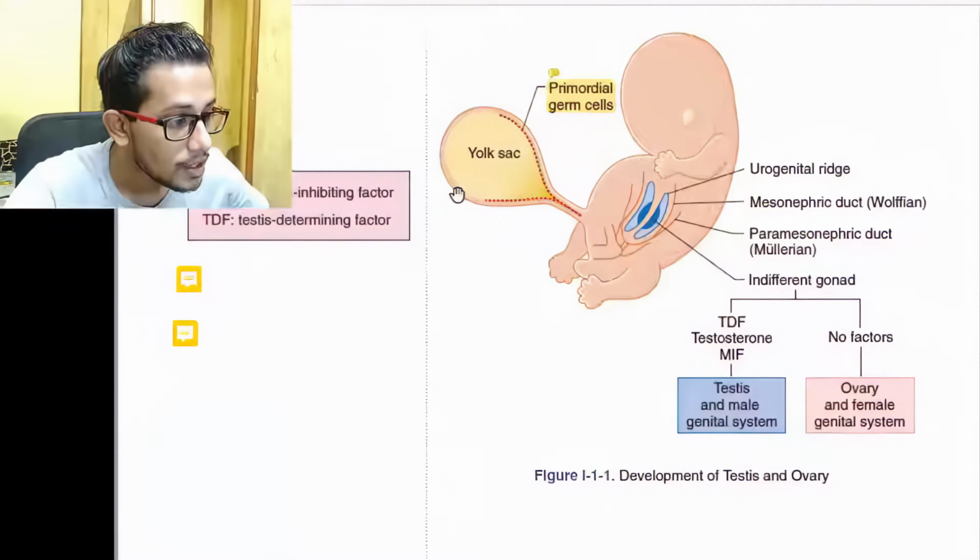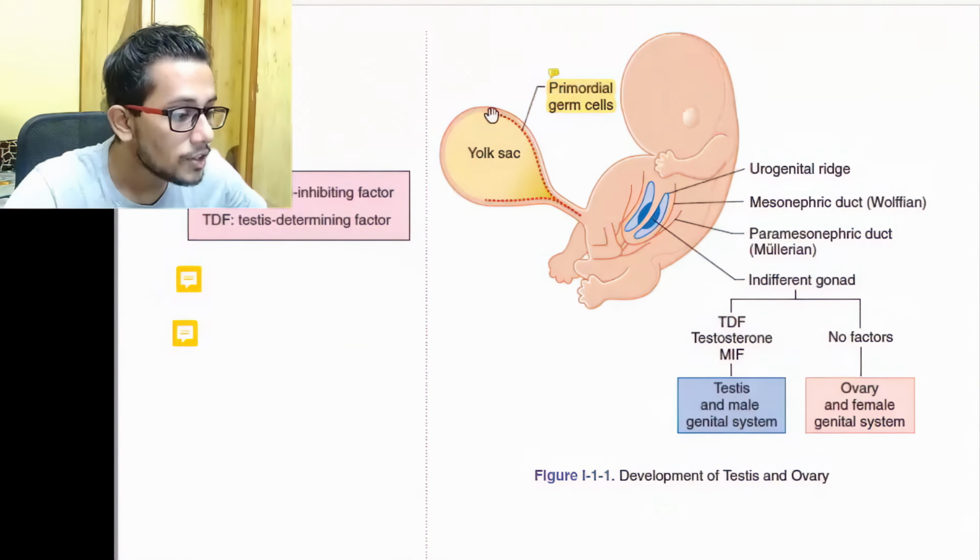Now, for the indifferent gonad to develop into either male or female, it needs the help of primordial germ cells, which are not available in the gonad yet. So where are those primordial germ cells? Those primordial germ cells are available on the lining of the yolk sac. Hang on, let me pull up an image. As you can see here, the primordial germ cells are available on the lining of the yolk sac.